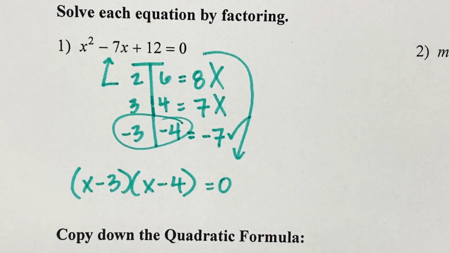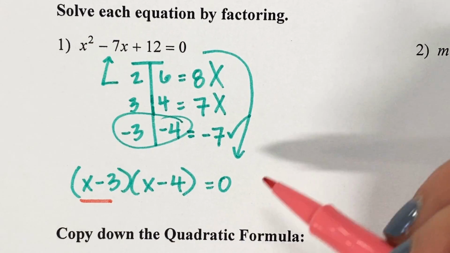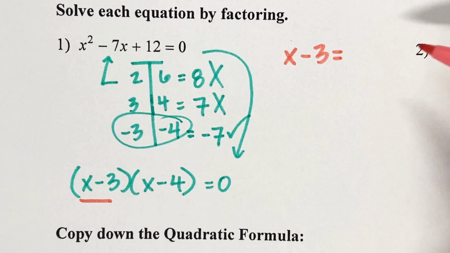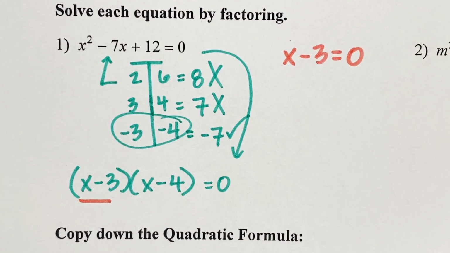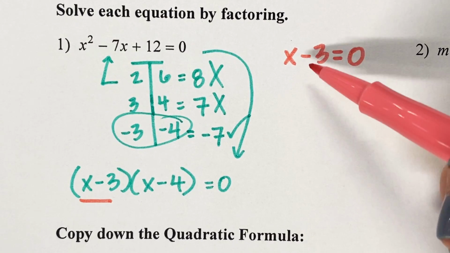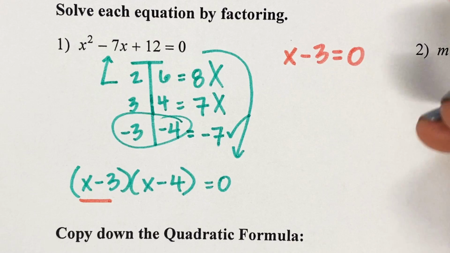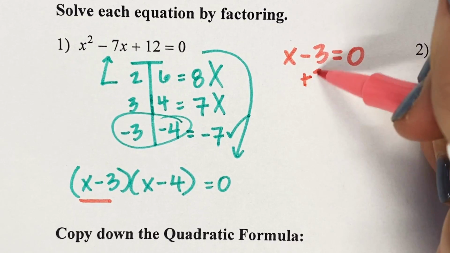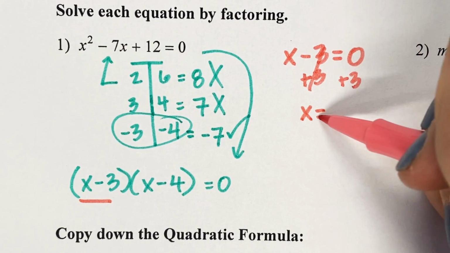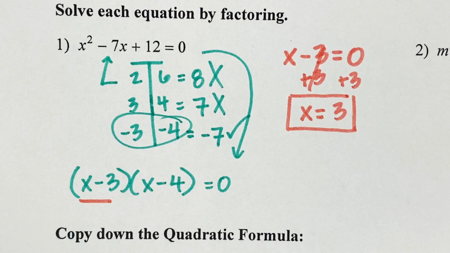Okay, we have to bring down that equals 0 because we need to take each one of these pieces and set it equal to 0 in order to solve. So I'm going to take my first piece, which is x minus 3 equals 0. Okay, in order to get x by itself, I need to get rid of this minus 3. Well, what is the opposite of minus 3? It's going to be to add 3. Okay, so x is going to equal positive 3. That is going to be my first answer.